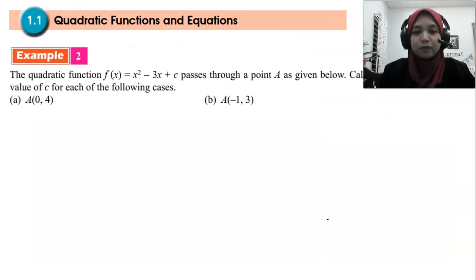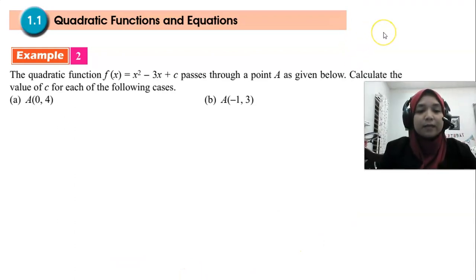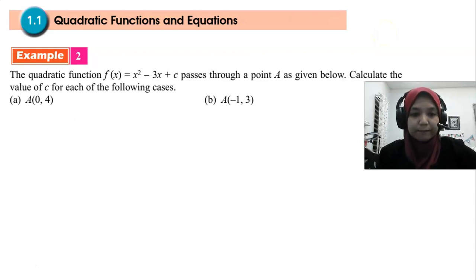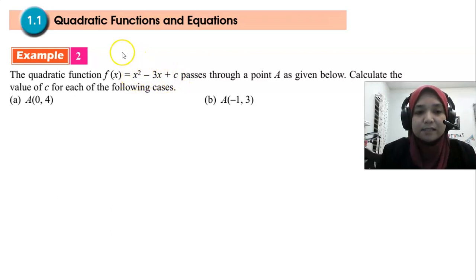Okay, let's continue, proceed. Okay, tak nampak ada muka saya kat situ. Kita turunkan ke bawah sikit. Okay, kita tengok example. Example ni tidak melibatkan graph. Cuma kita nak remind untuk awak faham about coordinate, about function, about graph. So, the quadratic function f(x) equal to x square minus 3x plus c. So, your A, what is your A?